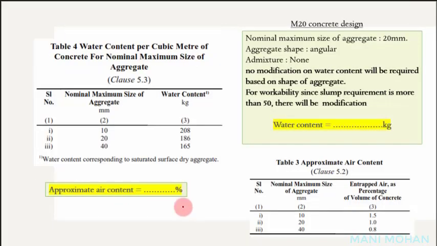I will show you table number 3. Here you see approximate air content based upon maximum size of aggregate. Entrapped air as a percentage of volume of concrete has been specified.